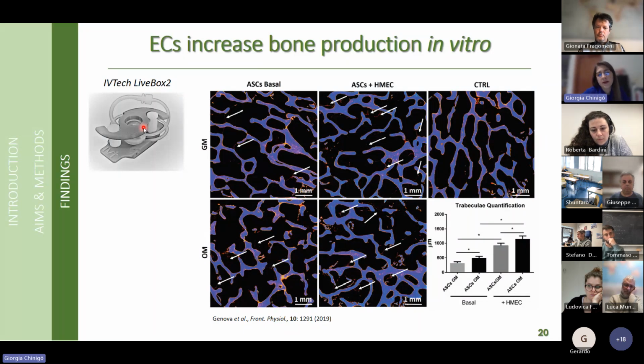And what we found was that after 1 month of co-culture within the bioreactor, in the presence of endothelial cells, as you can see from this black column, the amount of newly formed trabeculae is significantly higher, thus demonstrating that endothelial cells are able to increase the amount of mineralized matrix produced by our stem cells.